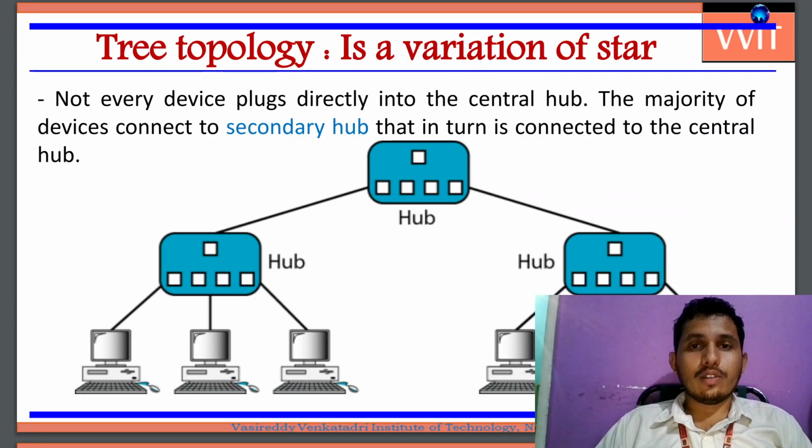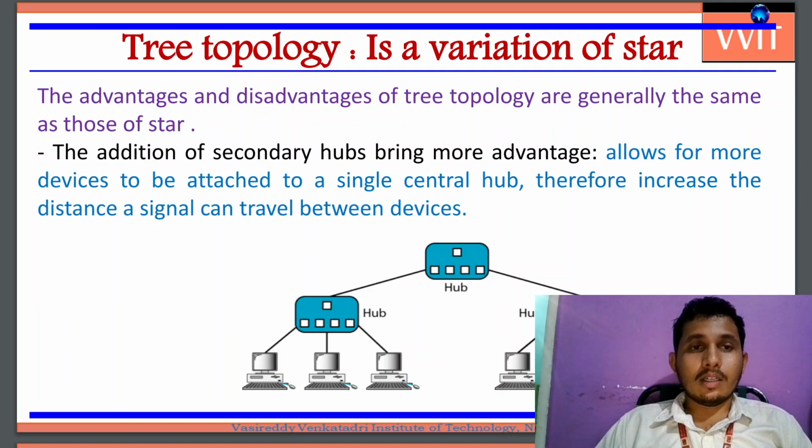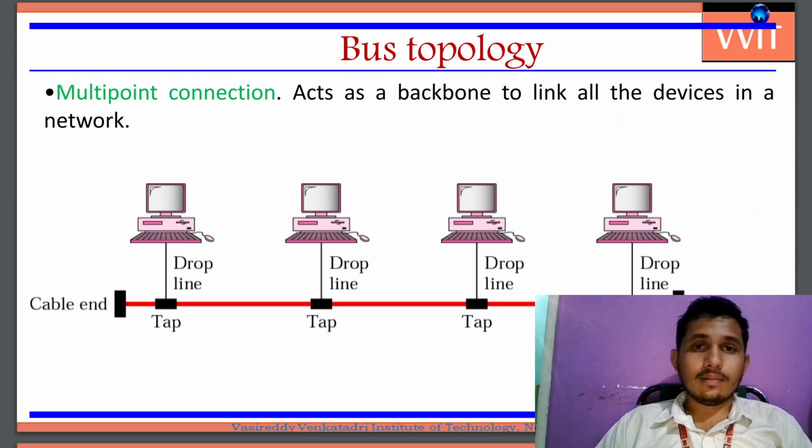The next one is tree topology. It is a variant of star. Not every device plugs directly into the central hub. The majority of devices connect to a secondary hub that in turn is connected to the central hub. So basically, this is tree topology. We can see it in the diagram. The advantage of tree topology: the addition of secondary hubs allows more devices to be attached to a single central hub, and therefore increases the distance a signal can travel between devices.